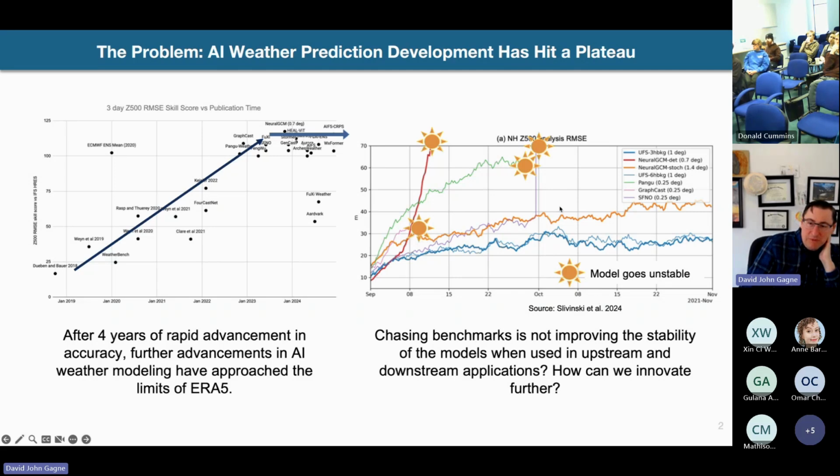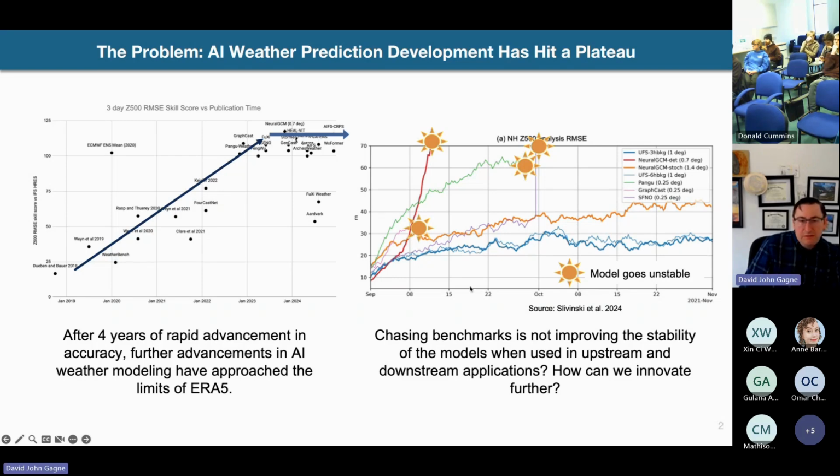There's a recent paper by Selz et al. that runs cycled data assimilation using various AI NWP models as the background state. What they found was that all of the models would go unstable at one point or another, except for the NeuralGCM stochastic model. Going unstable is basically where the models blow up. The NeuralGCM stochastic doesn't go unstable, though it performs worse than the GFS model run at 1 degree.